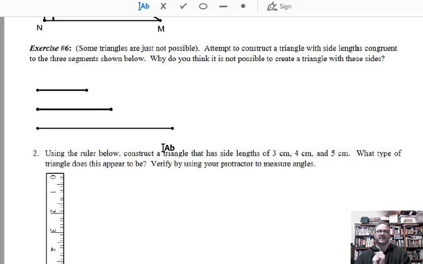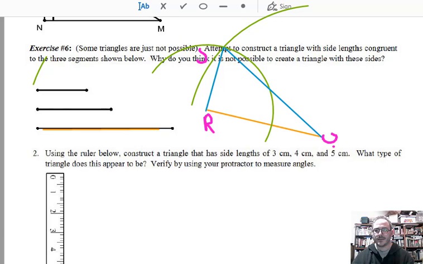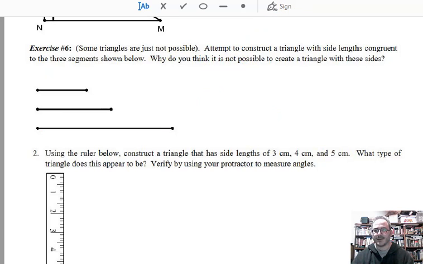Exercise 6. This is an example of some triangles are just not possible. Why are some triangles just not possible? Well, let me show you. I'm going to delete all that stuff I just did. Let's take a measurement of the triangle here. This side here is 1.16. Let me add 1.16 to this side here. There it is. I added this to this.